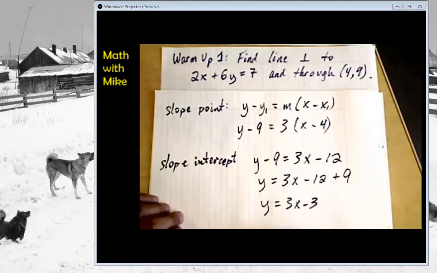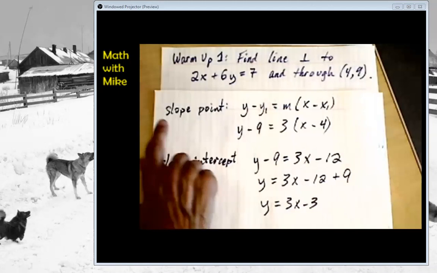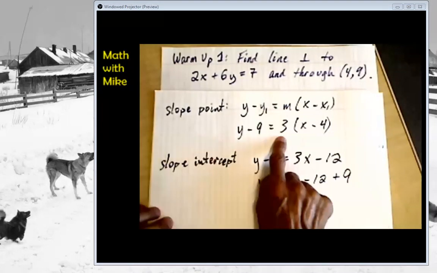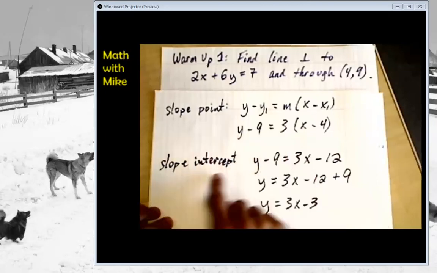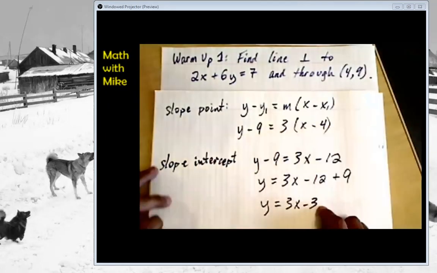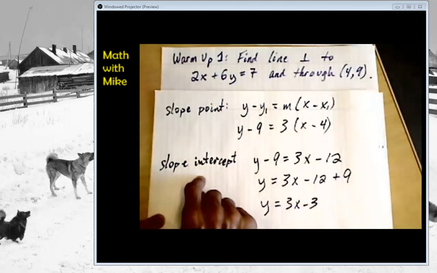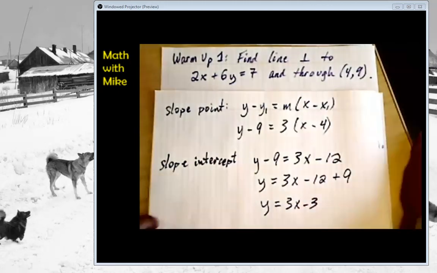So what do we got so far? We found the slope point form because it's the easy one. And then I went from here to the slope intercept. It's possible to get this one directly. So that's what I think you did there, right?